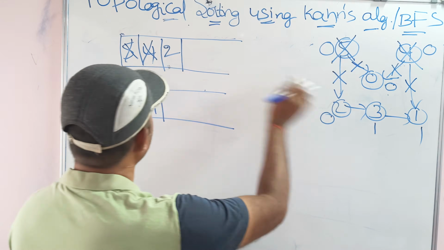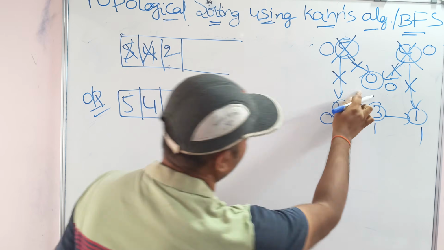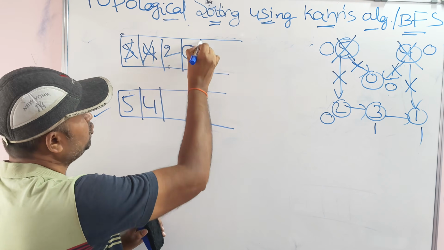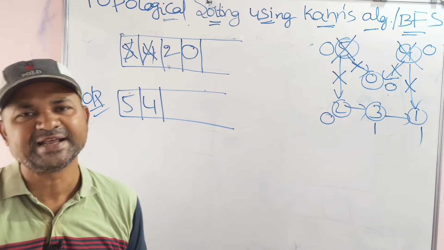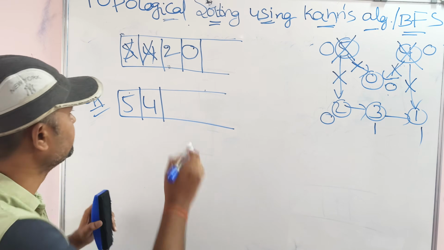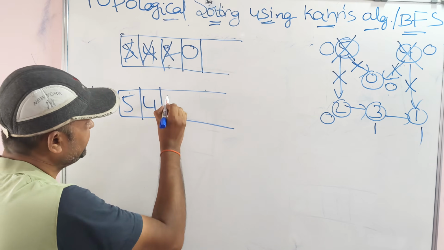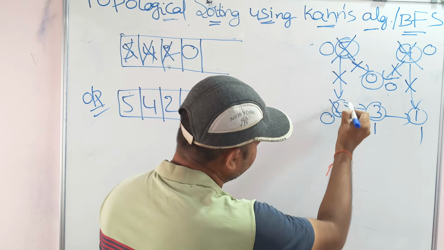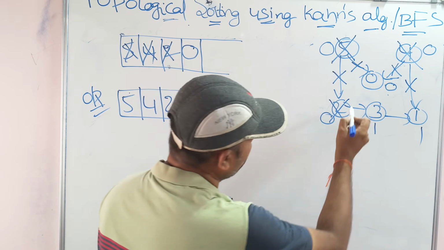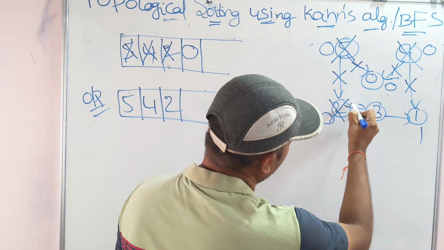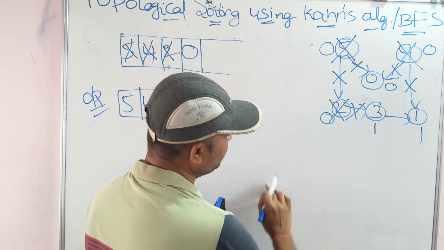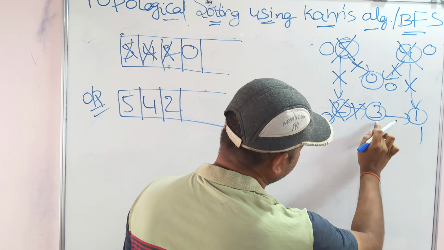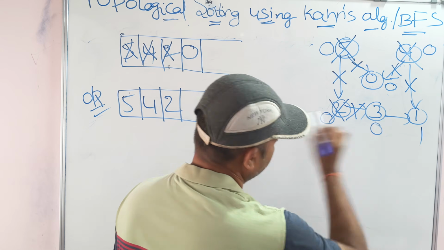So 2 is already added. Here we have 0. So let us add 0 to the queue. Now let us perform the deletion operation. So 2 will be deleted and placed in the output queue. So 2 is deleted, and we have to delete its outgoing edges also. So this outgoing edge is deleted. So now this 3's in degree will become 0.